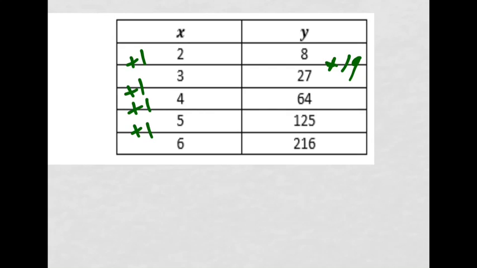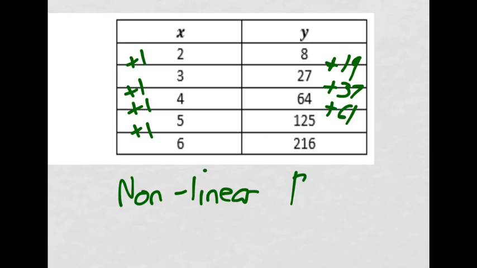27 to 64. How much? 37. The next one? 65. 61. Okay, and so on. We can already tell, though, that we don't have a linear relation because they don't go up by the same amount every time. So this is a non-linear relation.